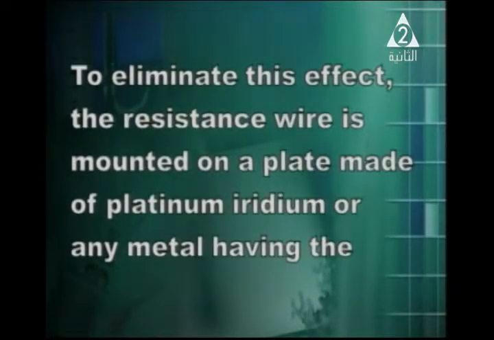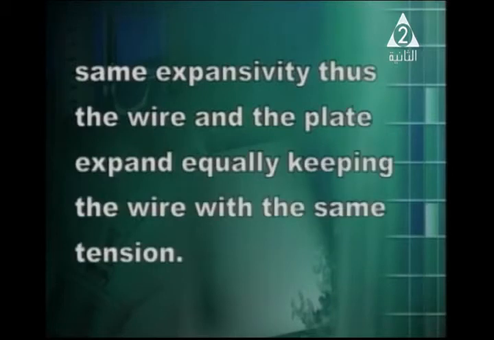To eliminate this error, and this is a very important thing, the resistance wire, the platinum iridium wire, is mounted on a plate made of platinum iridium or any metal having the same expansivity. Thus, the wire and the plate expand equally, keeping the wire with the same tension.